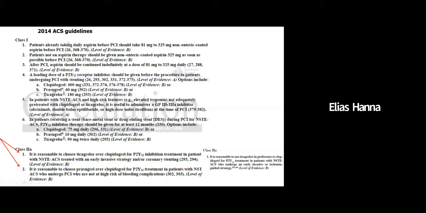So even in the 2014 ACS guidelines, those are the ACC guidelines, they give a class 2A preference to using one of those two, ticagrelor or prasugrel. Again, prasugrel only if the patient undergoes PCI, ticagrelor whether he undergoes PCI or not. They give a class 2A preference to those as opposed to clopidogrel. So they do want you to use them.